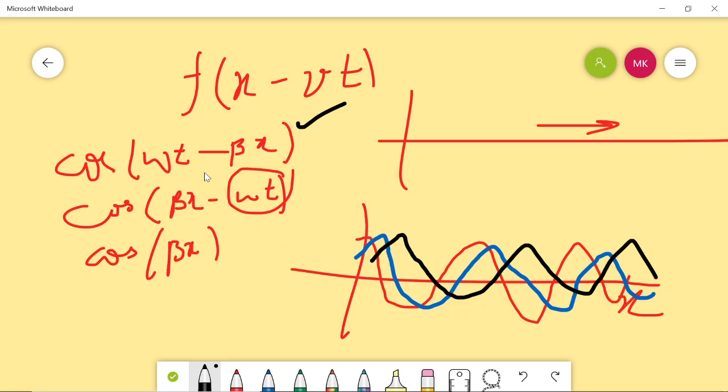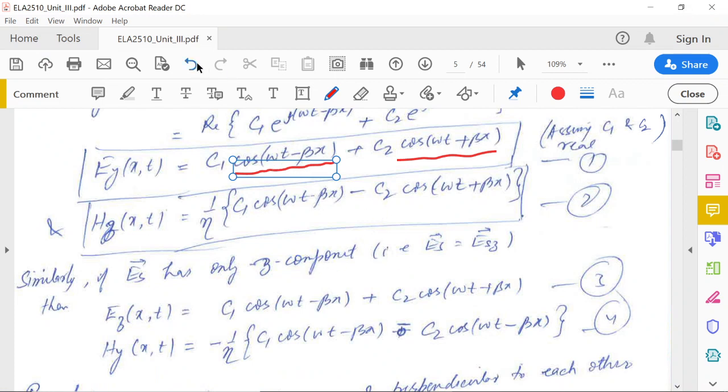Now instead of taking this one, if we take the plus sign and rewrite it, this function seems to be moving to the left side, that is the negative x direction. If you have beta x plus omega t, it will shift toward the left, and as time increases it will shift further left, so it seems to be moving in the negative x direction. So this is a wave moving in the positive x direction, and this is a wave moving in the negative x direction; this is called the forward traveling wave, and this is called the backward traveling wave. Similarly, the same case holds for Hz. The traveling is the same: it also has one part moving in the positive x direction and the other in the negative.